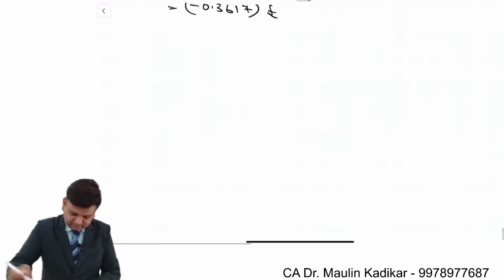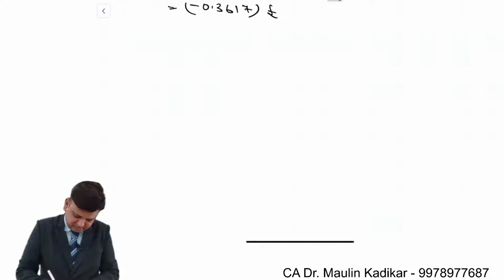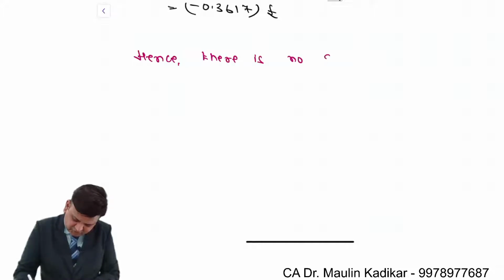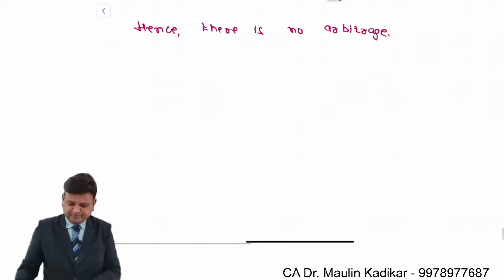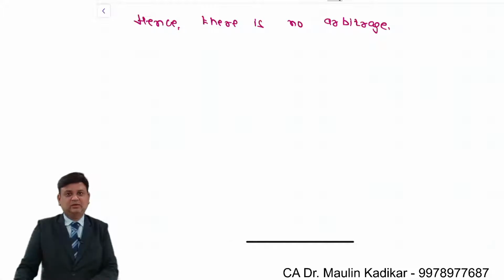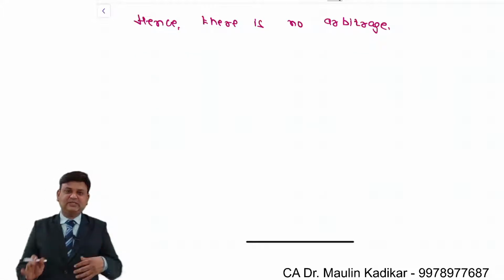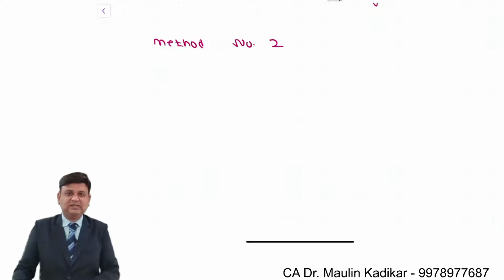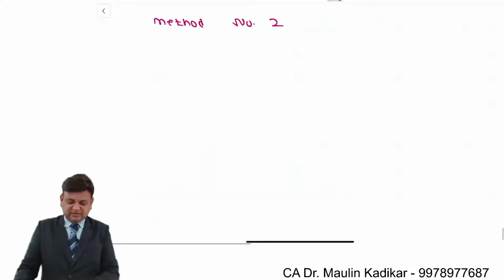So write down answer. Hence there is no arbitrage. This is the way we are required to write the answer. Okay. So now basically, I'd say this is the method number 1. Now going for the method number 2. Let us see how to calculate the answer with the method number 2.